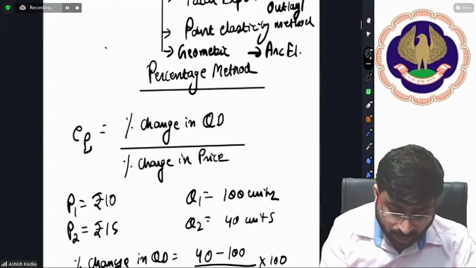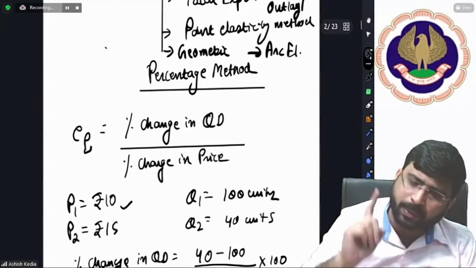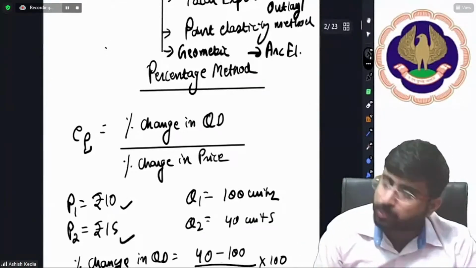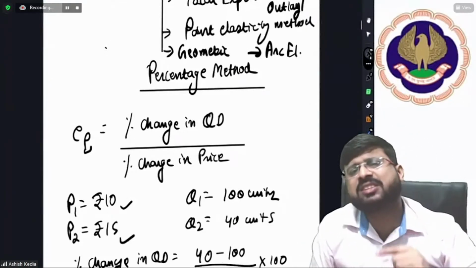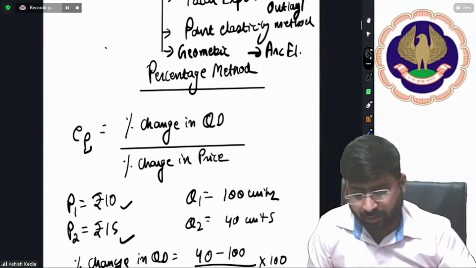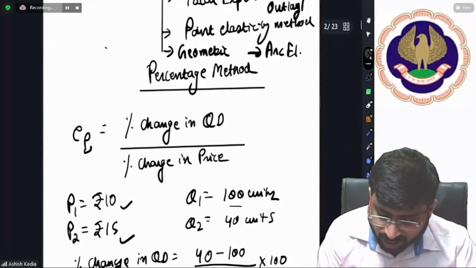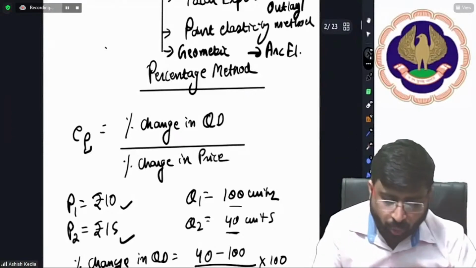Let me give you an example. Let's say P1 is the original price, 10 rupees. P2 is the new price, 15 rupees. So the price has risen. Now let's say the original quantity was 100 and the new quantity is 40.